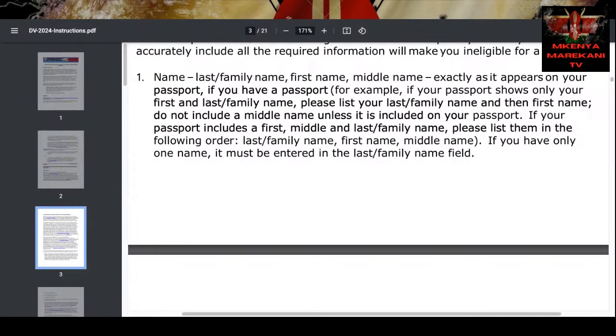So, if your passport includes a first, middle name and last family name, please list them in the following order: last family name, then first name, then middle name. If you have only one name, it must be entered in the last family name. So if you have one name, for example, you're just called Abdallah, even if it's your first name, don't put it in the first name, put it in the last name, which appears on the first box.